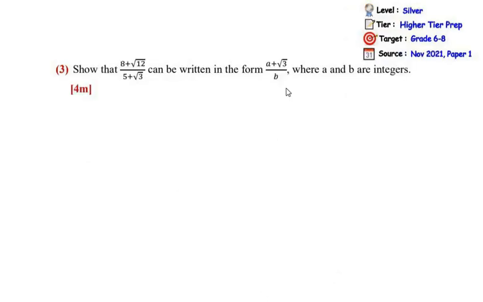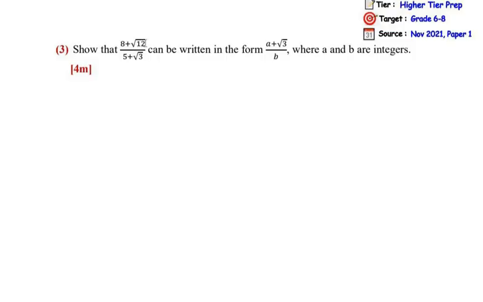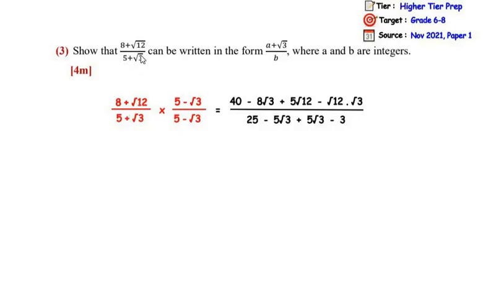Now that the bronze level is cleared, we are officially stepping up to the silver level, which is strictly for higher tier students. These questions are worth more marks. Show that (8 plus square root of 12) divided by (5 plus square root of 3) can be written in the form (a plus square root of 3) divided by b, where a and b are integers. So let us start by rationalizing the denominator.